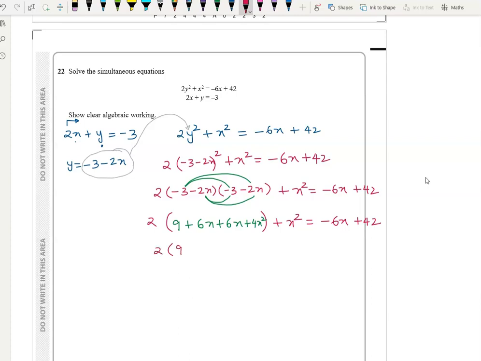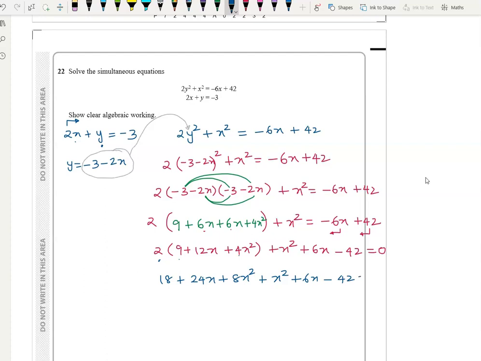So 2 times 9, 6x plus 6x will give you 12x plus 4x square plus x square. Let's move these two terms to the left. So minus 6x, when I bring it to the left, it will become positive 6x. Plus 42, you move it to the left, it will become minus 42, and we are left with a 0 on the right. Now expand the first bracket. So 2 times 9 will be 18, 2 times 12x will be 24x, and 2 times 4x square will be 8x square, and the rest all terms x square plus 6x minus 42 equal to 0.